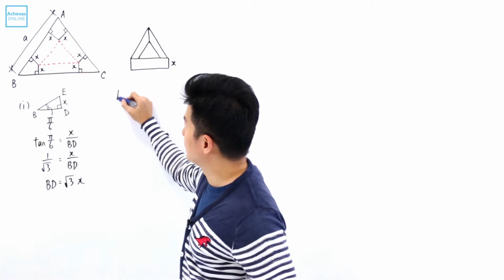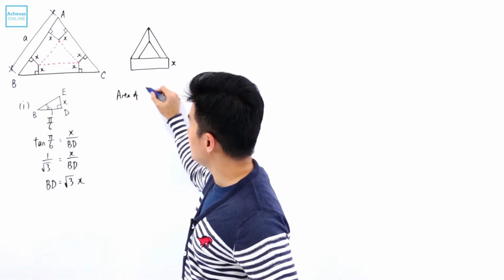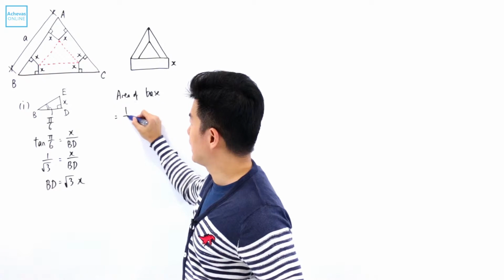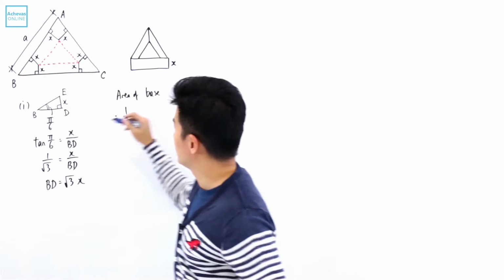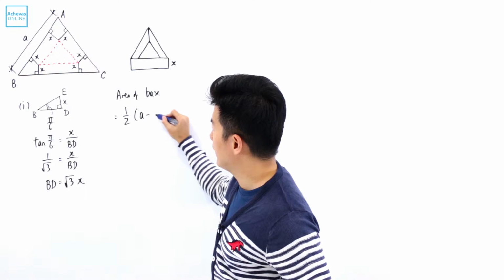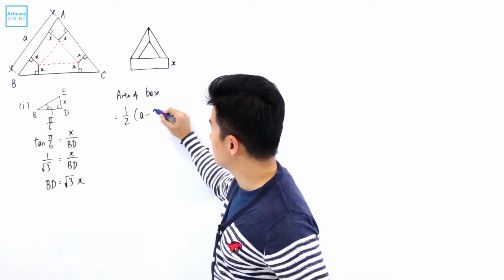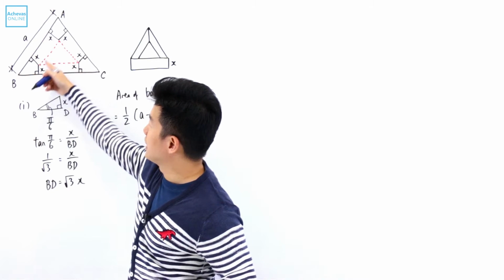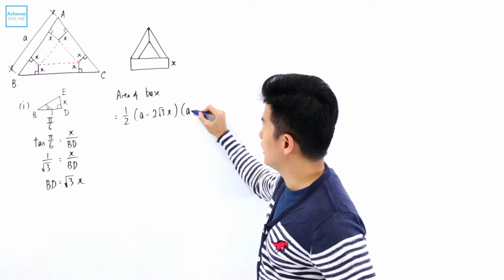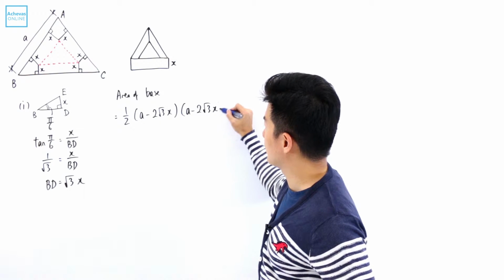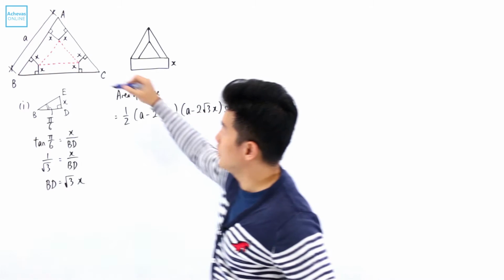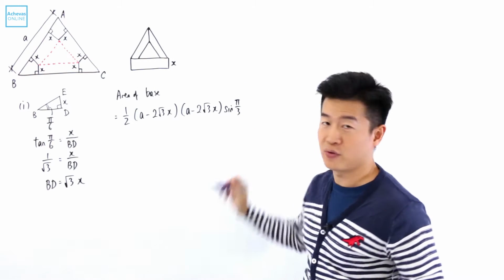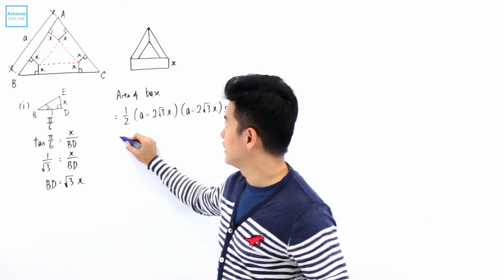That is why, if I want to find the area of the triangular base of the prism, it is just half of this, which is a minus 2 times square root 3 x. Then multiply by the other length here, which is also a minus 2 times square root of 3 x. And sine of this angle is pi over 3. Let's simplify this a bit.